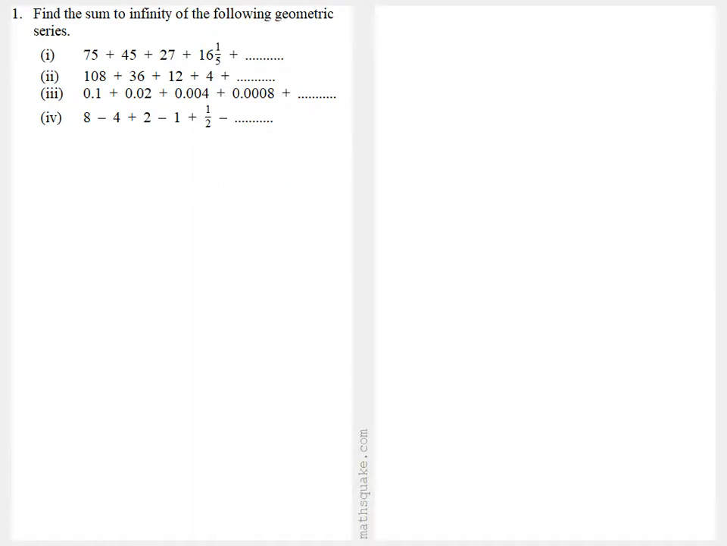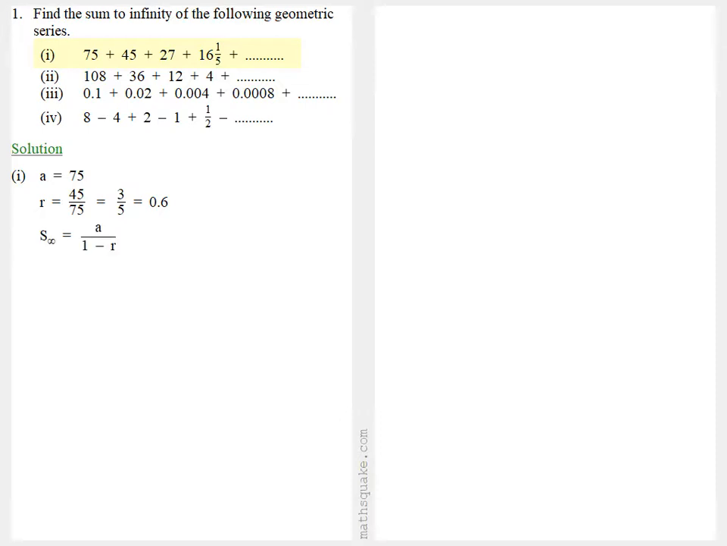Okay, let's go through the questions. In question 1, we have to find the sum to infinity of the following geometric series. Now, in part 1, we have 75 plus 45 plus 27 plus 16 and 1/5, and so on to infinity. Now, to solve this, we've got the first term, a, is 75, and the common ratio is the second term divided by the first term. So that's 45 over 75, which is 3/5 or 0.6.